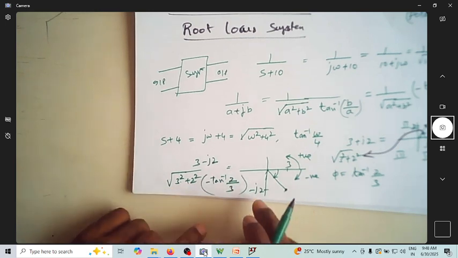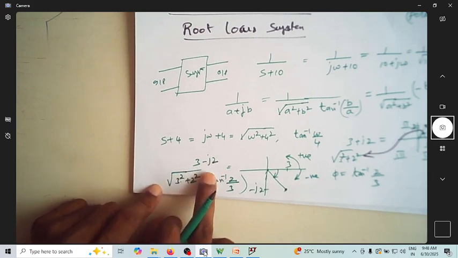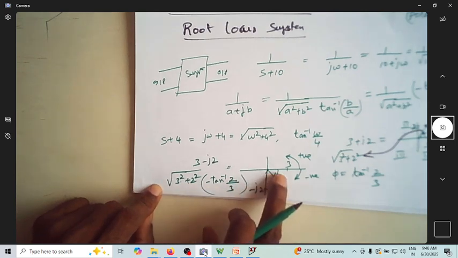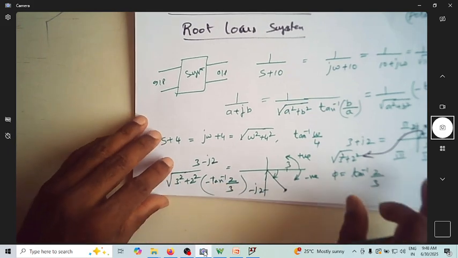So if you have a term like 3 minus j2, its magnitude is the root of 3 square plus 2 square, and its phase is tan inverse and so on.